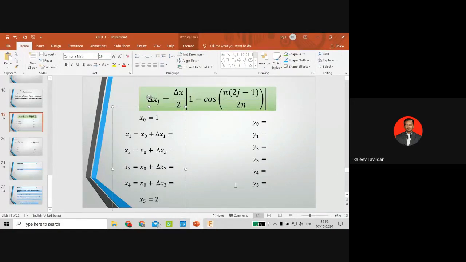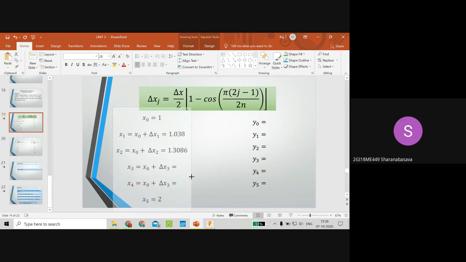What is the value of x1 you are getting? Sir, 1.038. X2 is 1.308. X3 is 1.6913. X4 is 1.9619.